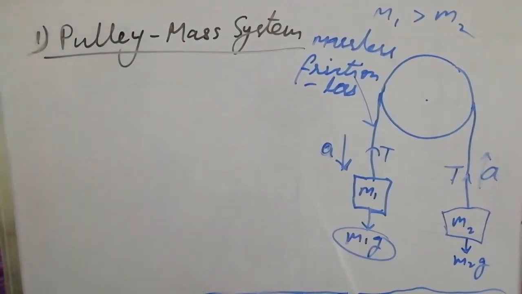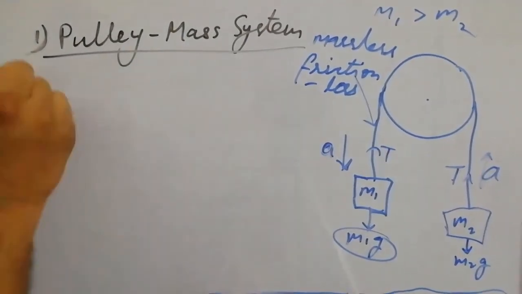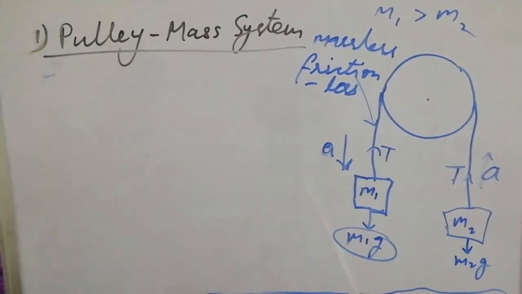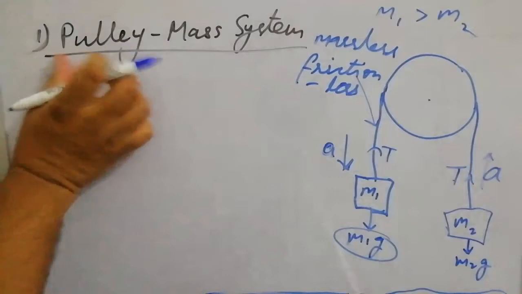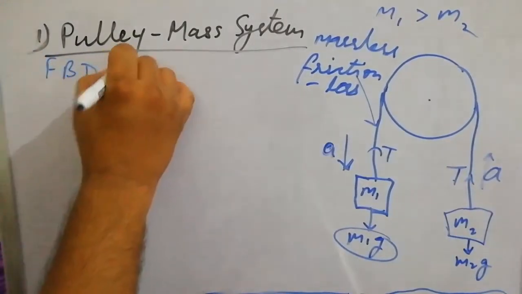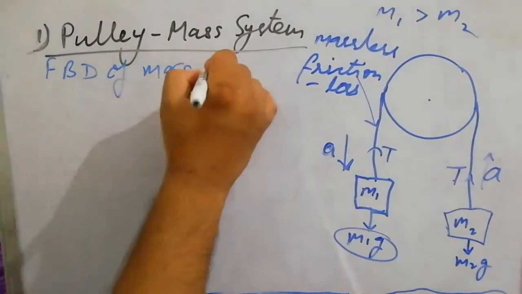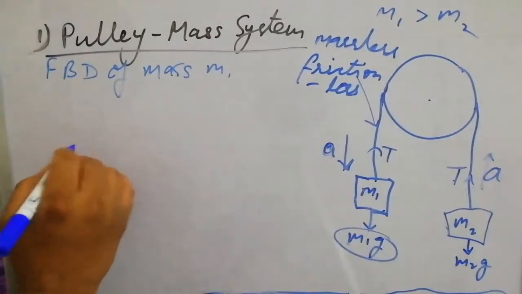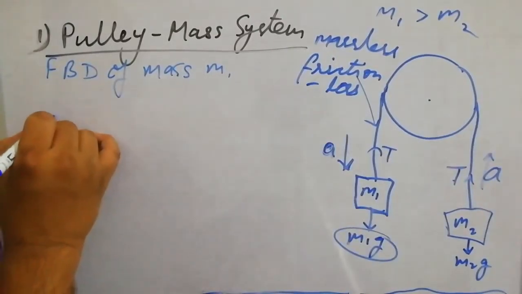We will prepare the free body diagram of each mass. So FBD, free body diagram of mass m1. Let us say the free body diagram of mass m1. Here it is, mass m1.